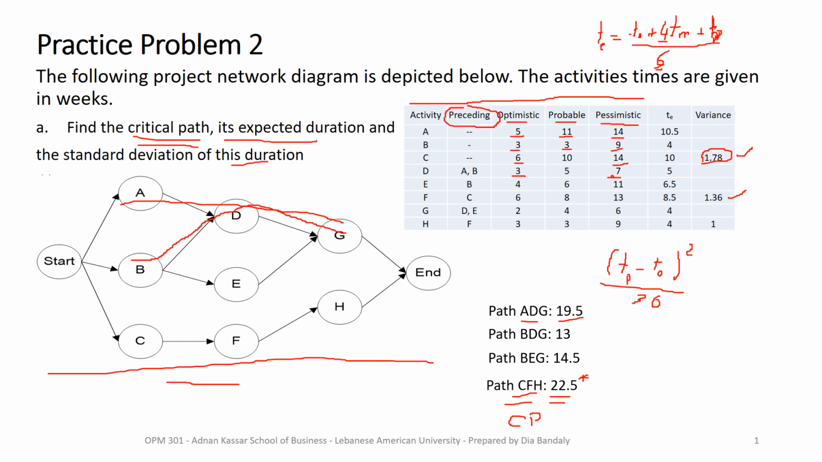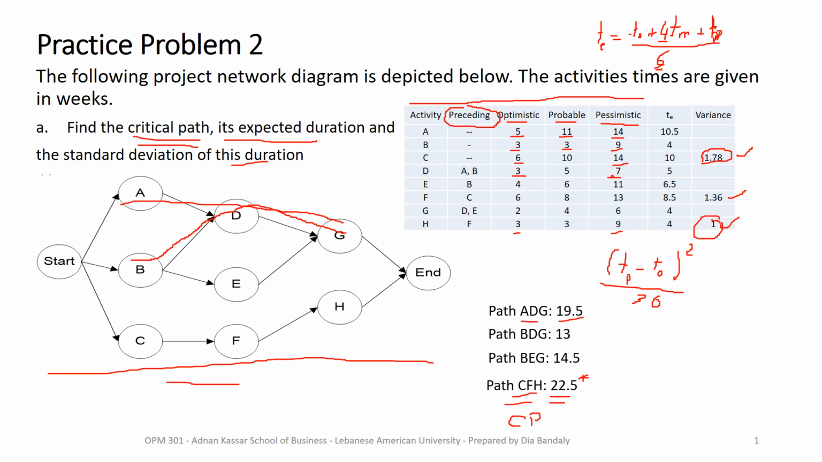And you do this here and you do that here. This is why it's 1. Look at this, it's equal to TP, pessimistic, so 9 minus 3, that's 6. 6 squared, 36 over 36, that's 1. That's why we got this 1. Now I can sum up these and find the variance of my critical path.